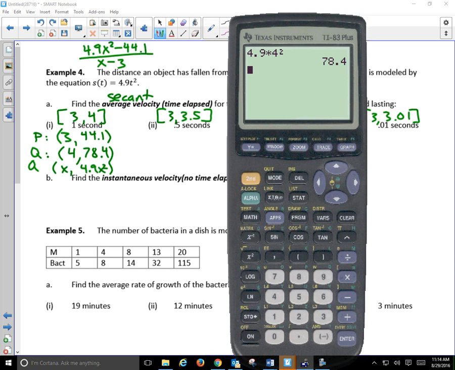But we want to find this slope. And in order to find the slope, you subtract the y values, 78.4 minus 44.1 divided by 4 minus 3, and I get 34.3. 34.3 what? What is our measurement in? Meters per second. Okay, we'll pick up with there when we get back. Go get some brain food.